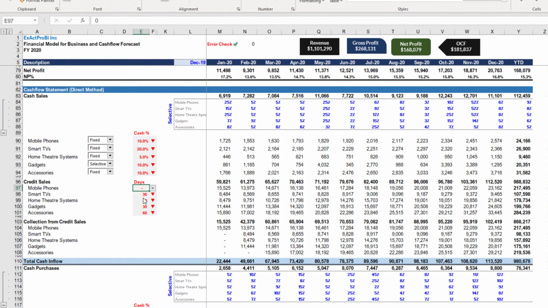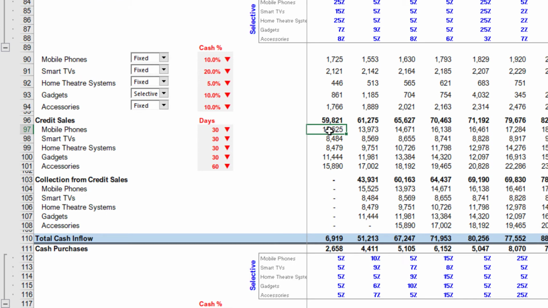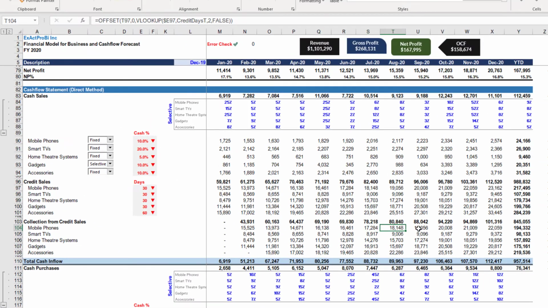Now if I make it 30 days here, whatever credit sale we did in January will be collected in February. You can see it's coming here. This month's sale for February is collected in March, and March sale is collected in April, and so on, each month's sale collected the next month, because the credit period is 30 days. All the customers will be paying you back by the end of February. So that is the idea behind 30 days.